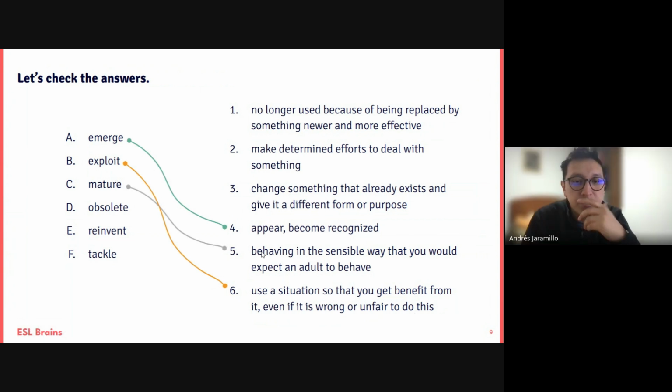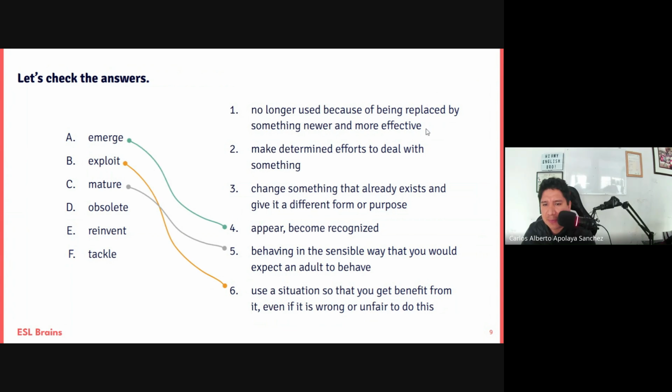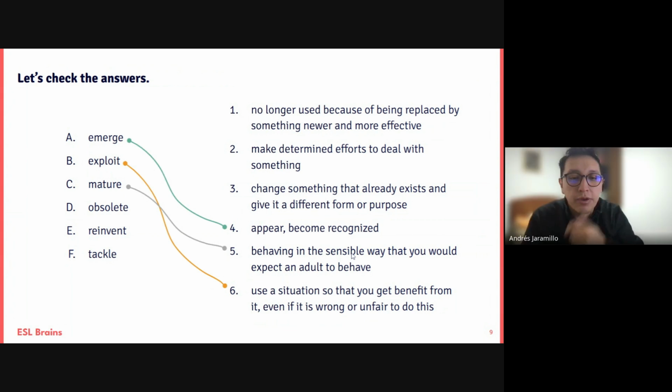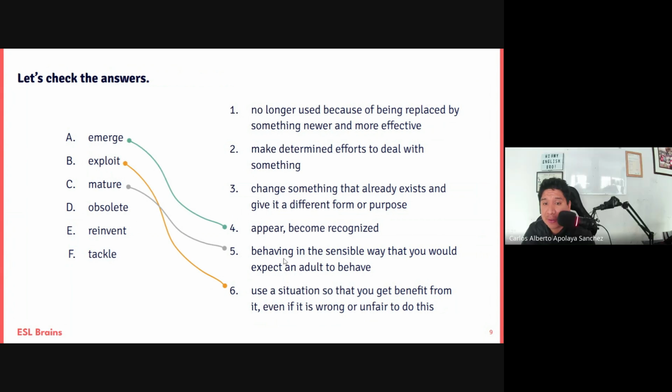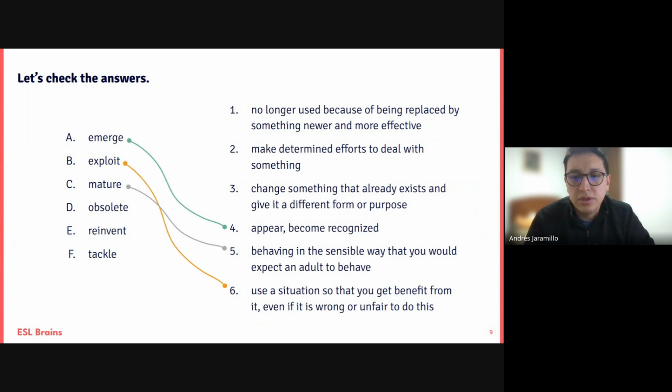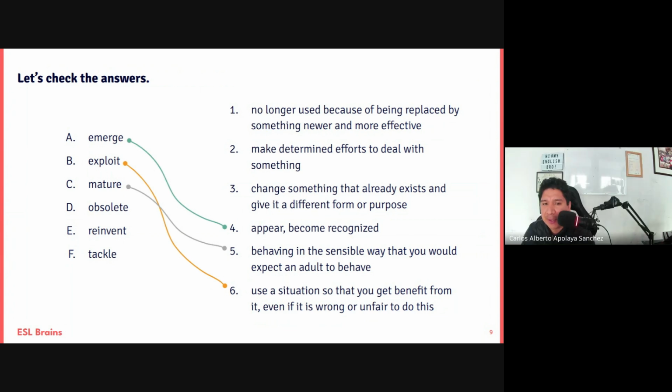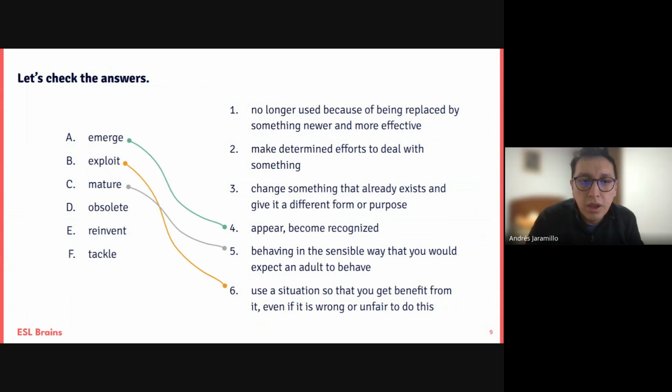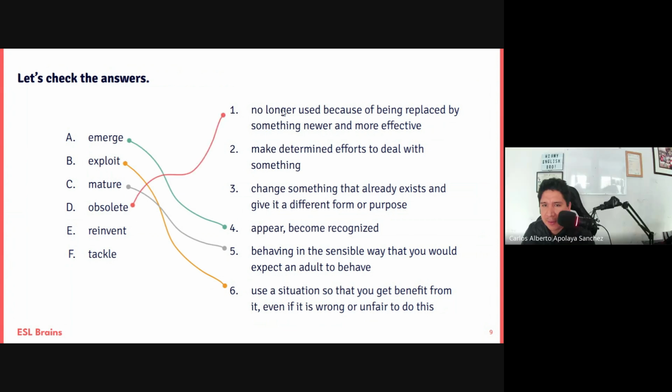Mature is behaving in a sensible way that you would expect from an adult. What is sensible? Sensible means sensato, realista, dice comportarse de una forma sensata, realista, que tú esperarías que un adulto se comporte. Obsolete, what is obsolete? No longer use because of being replaced with something.